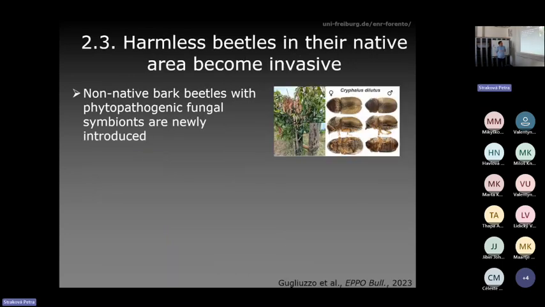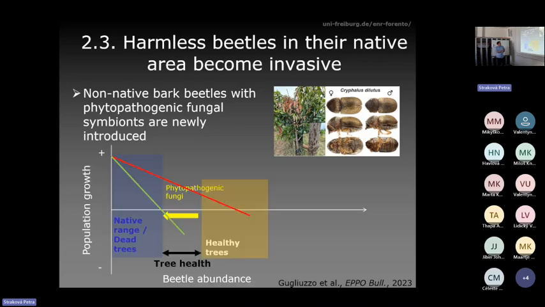And the third option, what we can observe in the Mediterranean now also, is that we have new invasive bark beetle species that are actually harmless in their native range, but they kill trees in their invasive range. And very often people are not looking closely at what actually is the cause for this. So there are different causes for the beetles to become more aggressive. It can be climate change, new invasive fungi, or the beetles are themselves invasive.